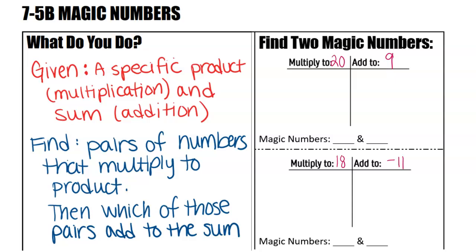All right, in this video, we're going to talk about magic numbers, which is just a terminology we use to represent two numbers that multiply to something and add to something specific. So you're going to be given a specific product and a specific sum. So it's something to multiply to and something to add to. And what you're going to do is find the pairs of numbers that multiply to the given product, and then which of those actually add to the given sum. There is only one correct answer to these.